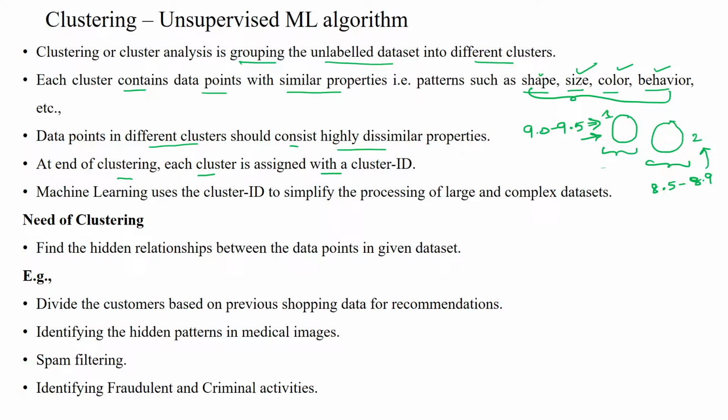So like that, after clustering, it has been assigned some label that is called cluster ID. Machine learning uses the cluster ID to simplify the processing of large and complex data sets. For example, if you have 100 students in the class, they can be grouped into different clusters based upon their CGPA.